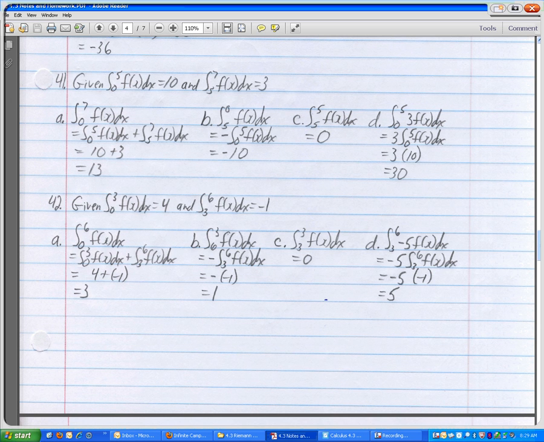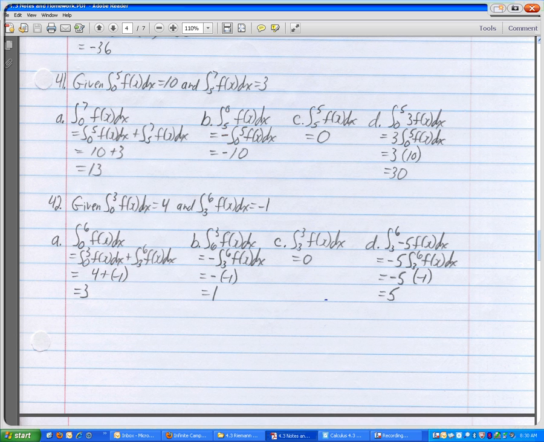Part B. We want the integral from 5 to 0. That's another one of our properties. The property says that the integral from a to b of f of x dx equals negative the integral from b to a of f of x dx. So whenever you're flip-flopping your limits of integration, just change the sign. So the integral from 5 to 0 is the same thing as the opposite of the integral from 0 to 5. And I know the integral from 0 to 5 of f of x dx. They told us it's 10.